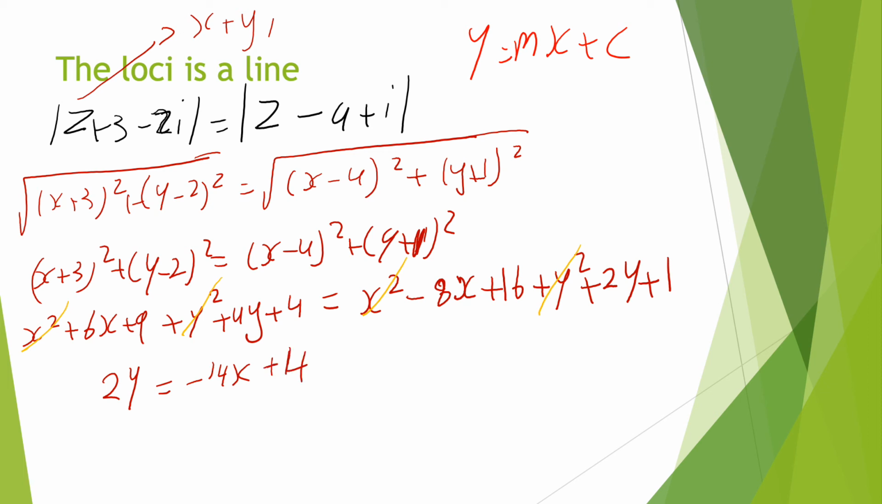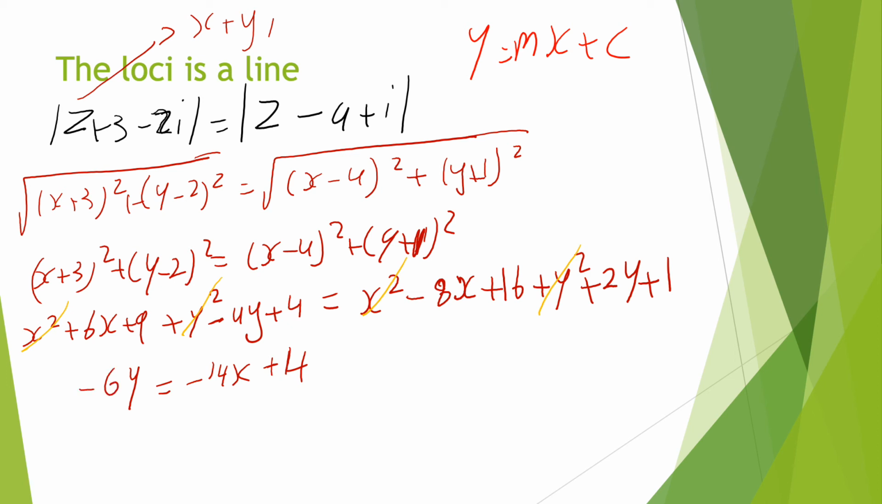Plus 4. And now obviously I want the y, so that's why I'm going to divide by 2. Oh, sorry, I made a mistake here. That's a minus. So that means that gives me negative 6.